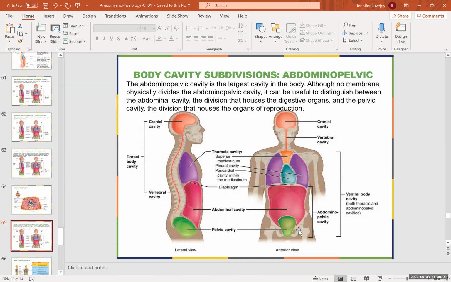So they house different organs, they have different reasons for being there, but there is no real membrane separating them. So we have the diaphragm separating the thoracic cavity from the abdominopelvic cavity. But there is no real membrane separating the abdominal cavity from the pelvic cavity.